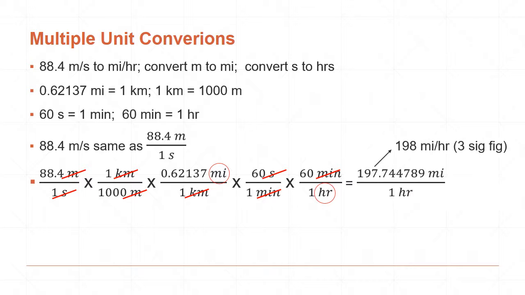I do all the math, 88.4 times 1 over 1,000 times 0.62137 over 1 times 60 over 1 times 60 over 1. Here's what my calculator contributes: 197.744789. I have to contribute the units, miles, hours. There's my final units. I have only 3 significant figures in my input. That's going to limit my result to 3 significant figures. The last digit I keep is this one. The next one to the right is greater than 5. I'm going to round up, and my final answer is 198 miles per hour.